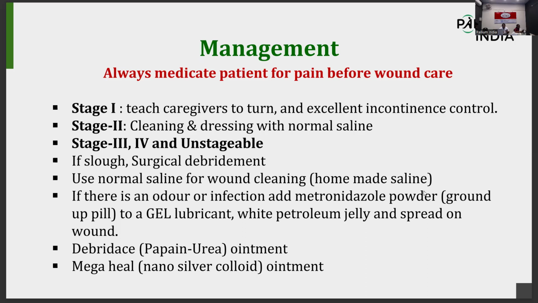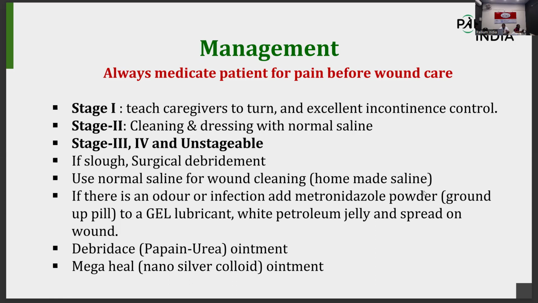In the second stage of ulcers, there is a partial thickness wound. A normal saline dressing is needed for that type of wound because there is no chance of infection. That is a clean wound. We know stage 2 is a clean wound. So we have to clean the wound with normal saline, and normal saline dressing is enough for that. Next, stage 3, stage 4 and unstageable dressings.